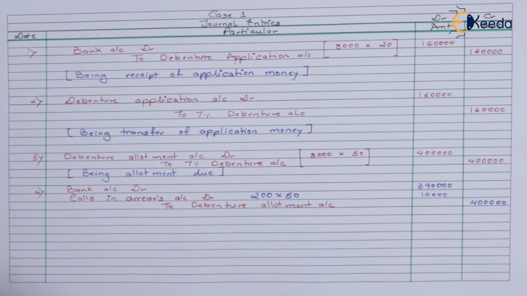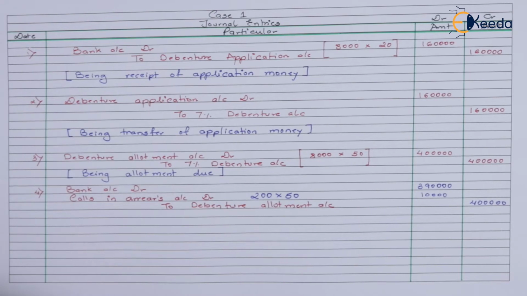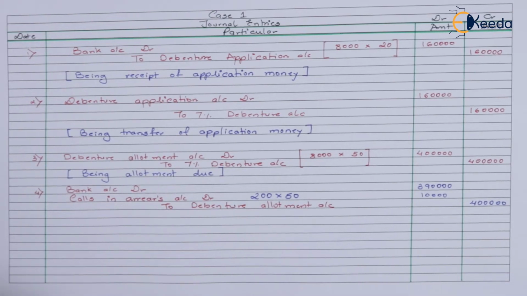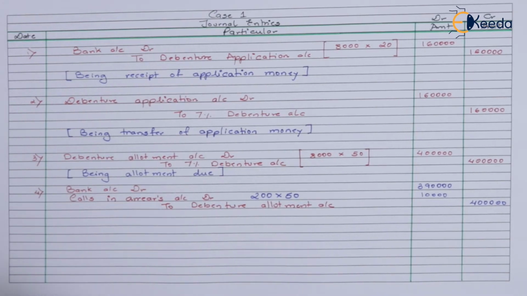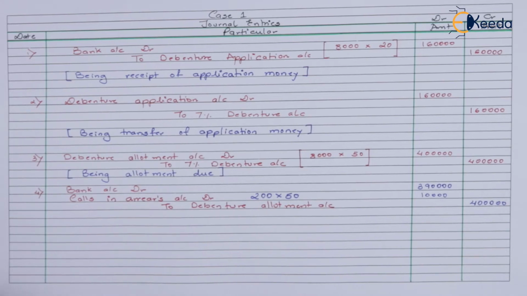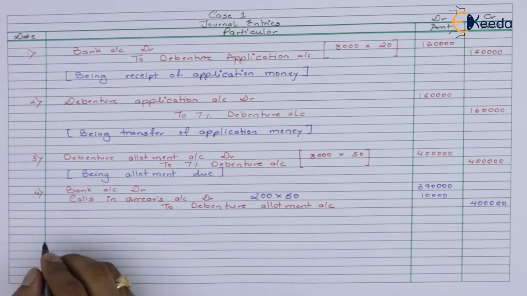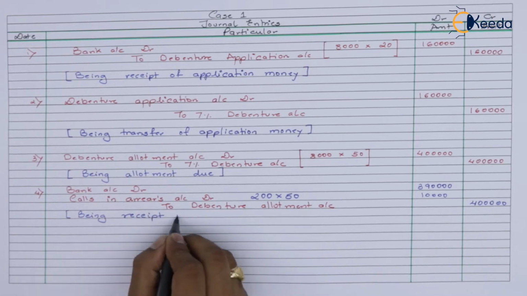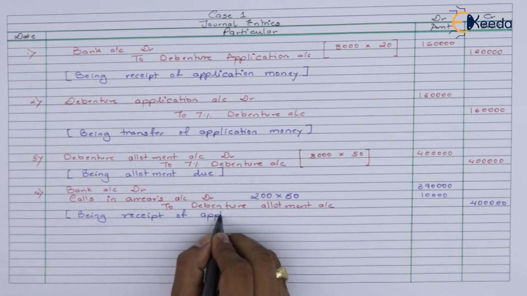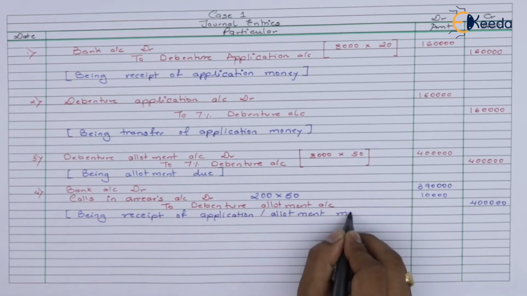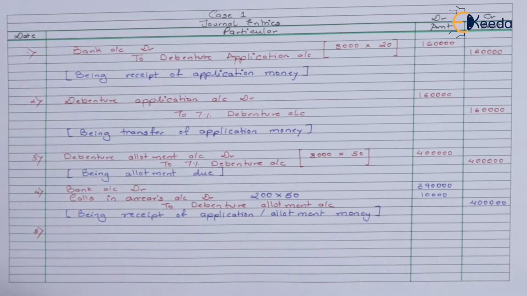So out of 4 lakh, 10,000 we haven't received because that is calls in arrears. So total that we would have received is 3,90,000. We have mentioned that thing accordingly here. Let's mention the narration now. Now, after allotment receipt has been done, we have to pass the entry for final call due. So let's mention that part first.